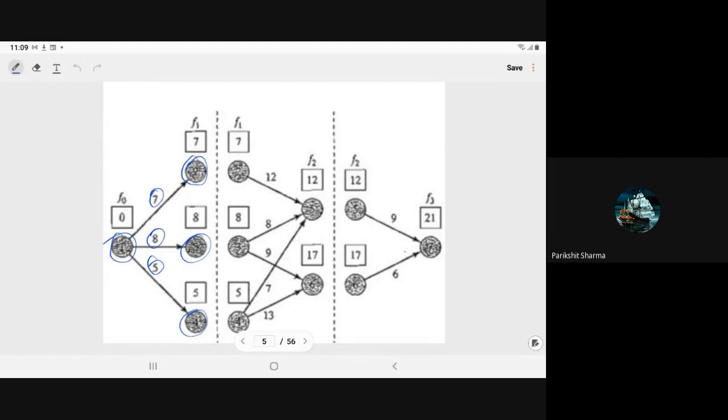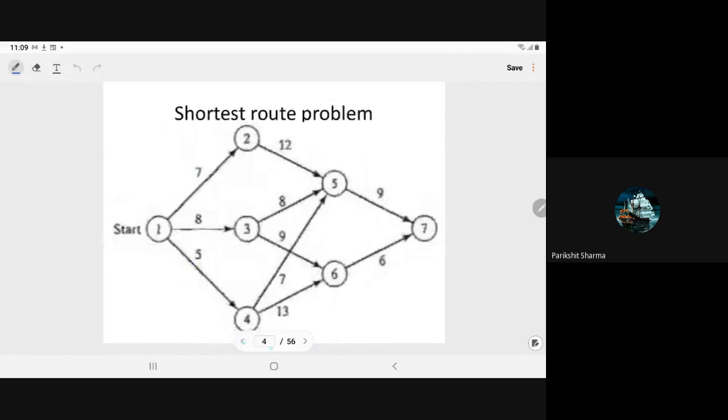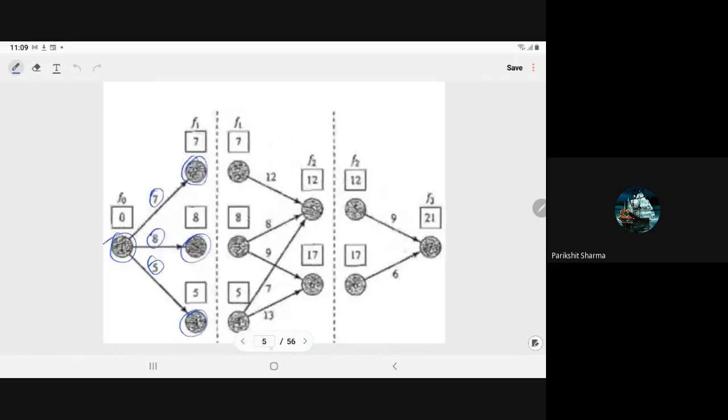So if you are in the intermediate city 2 and you want to reach city 5, how many kilometers do you have to cover? 7 plus 12, right? For city 2 to city 5 we have only one route, so it will be 12. From city 3 to city 5 we have one route of 8 kilometers. From city 3 to city 6 we have one route of 9 kilometers.